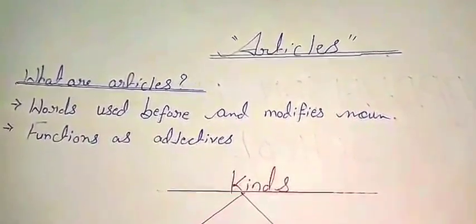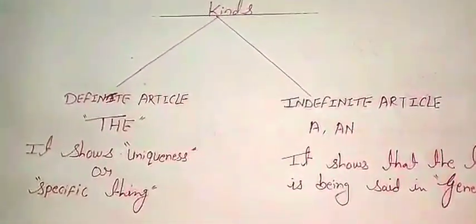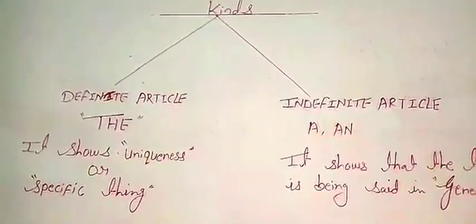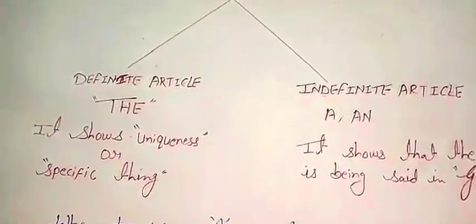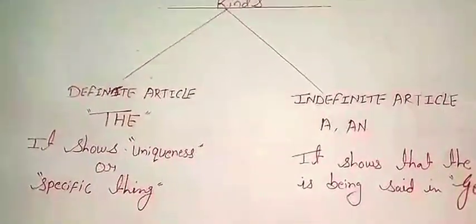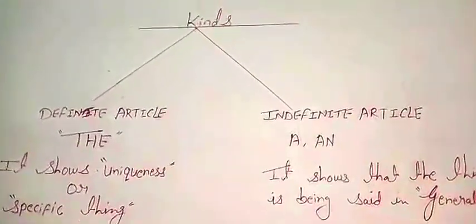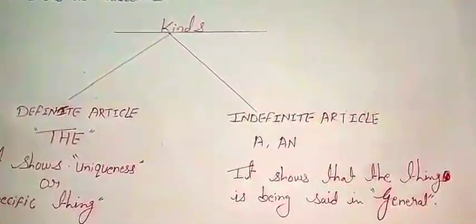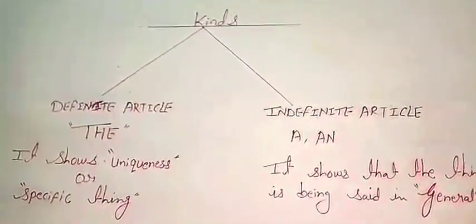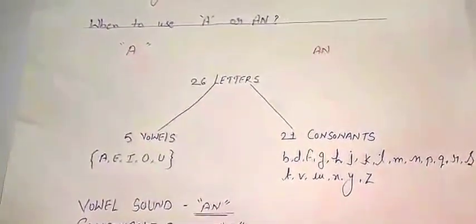Let's understand the kinds. There are two types of articles. The first one is the definite article, and the second one is called the indefinite article. In the definite article we see the. It shows uniqueness or specific things. Let's talk about indefinite articles, in which we see a and an. It shows that the thing is being said in general. When to use a or when to use an?